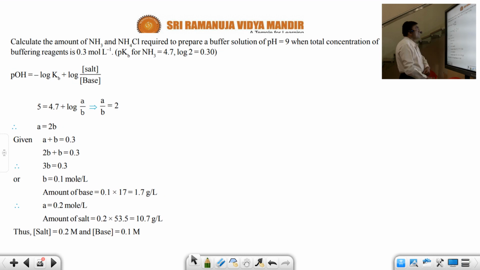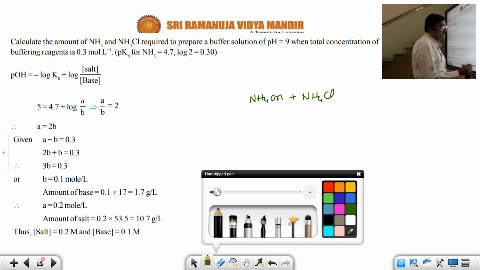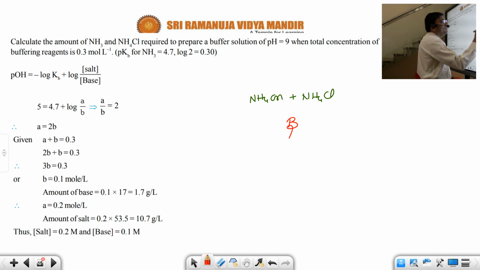Calculate the amount of ammonia and NH4Cl. So here ammonia means NH4OH. When you dissolve in water, it forms NH4OH plus NH4Cl. So what is this kind of buffer? This buffer is a basic buffer.